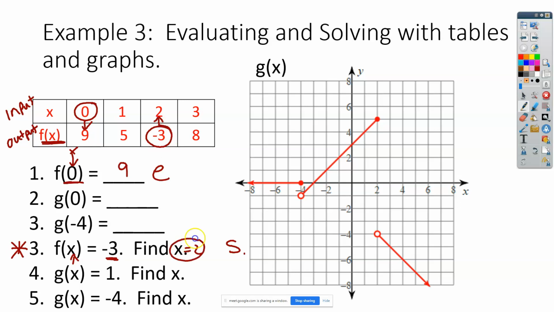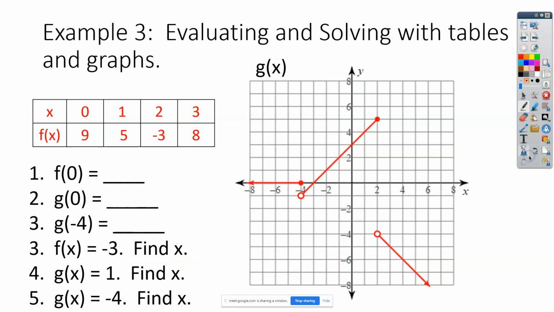So x equals 2. Okay, so when you see this, you start in the x row, but when you see something that looks like this, you start in the f of x row. Okay, and that's the difference between solving and evaluating. Now that's with the table. Let's go ahead and jump on over to the, matter of fact, before we move on, why don't we stop there for now?